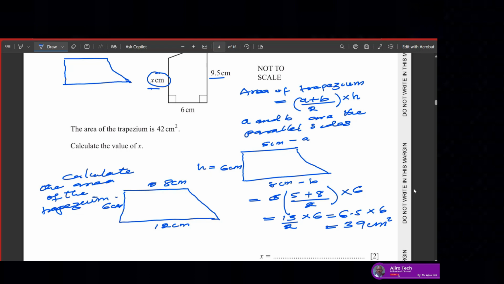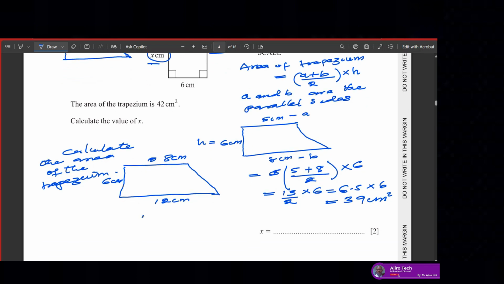I hope you know what to do, or I believe you know what to do. The answer is 60. Okay, let's look at this together. So that's 20 over 2 times 6. That's 10 times 6, which is 60 centimeters squared. So 60, please make sure you put units, okay?